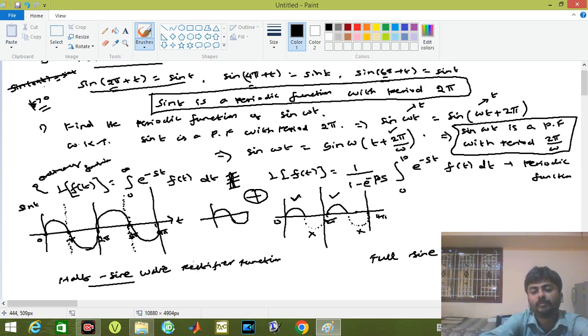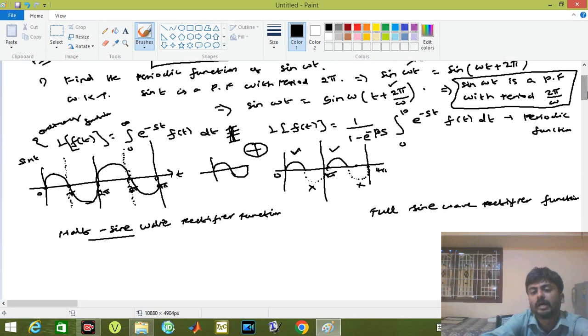In a full sine wave we will have the waves without a gap. Here the waves are with a gap, no? This is a half sine wave because the waves are with a gap. In a full sine wave our waves will be without any gap. This is the full sine wave. This is the half sine wave.